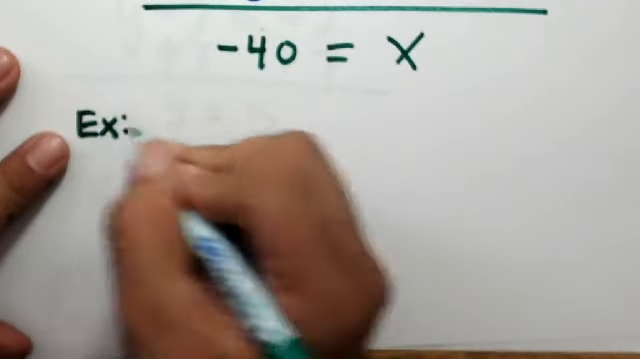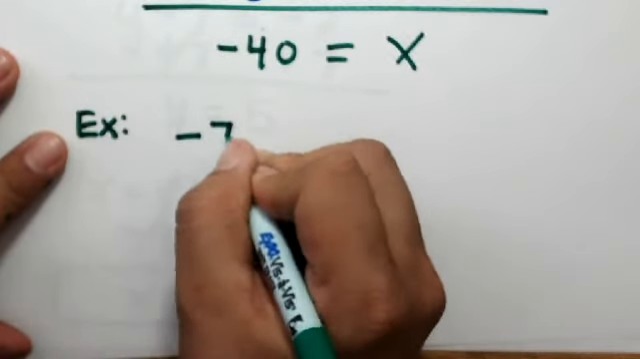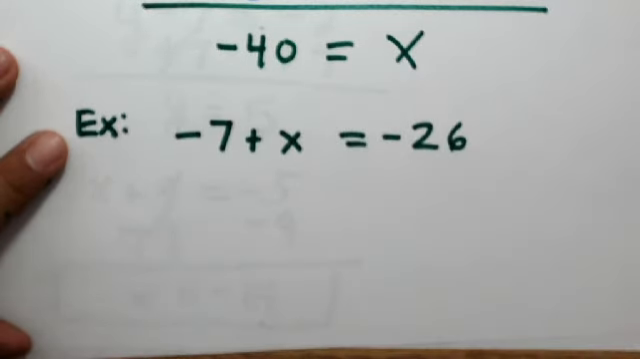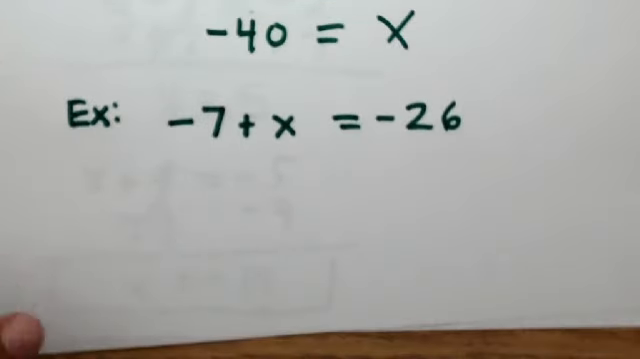Excuse me. Next example is negative 7 plus x equals negative 26. I will give you time. Go ahead and try that. I'll give you 30 seconds to try that out. Oh gosh.